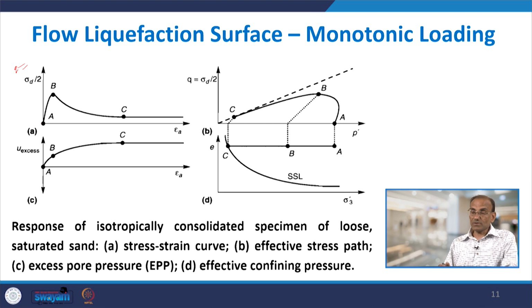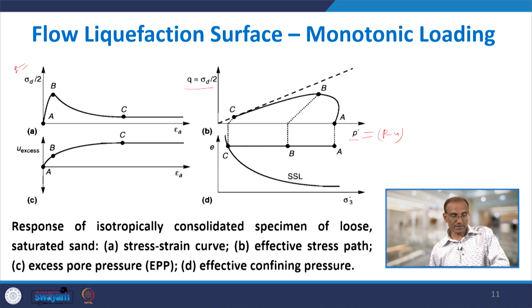So, if we plot the same on the stress path, these points transfer, because in the stress path q, sigma d by 2, is the same as here, while P dash, as we discussed earlier, is nothing but P minus u. It will be linked with the pore water pressure. The pore water pressure versus strain is given in figure C. Because it is a loose specimen, and of course saturated, in the last lecture we have seen that it will be subjected to contraction, and when it is subjected to contraction, positive pore water pressure will be developed.